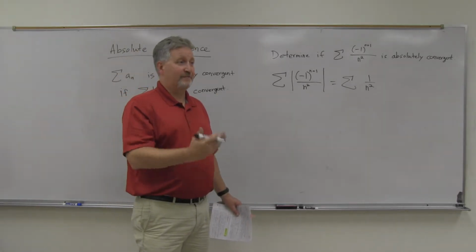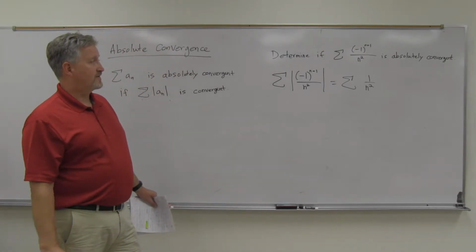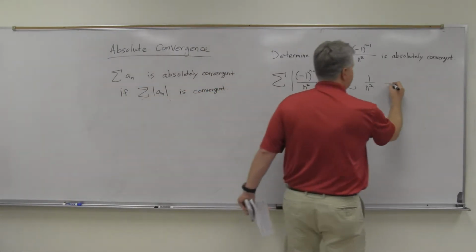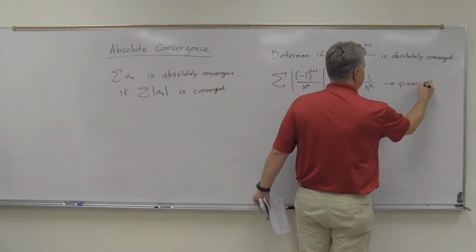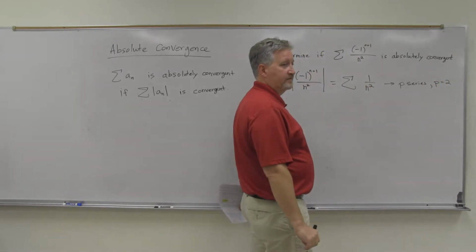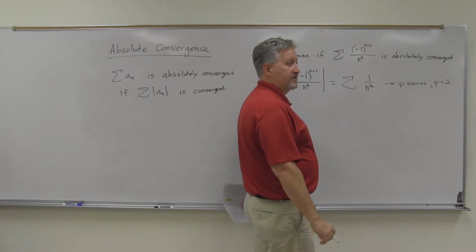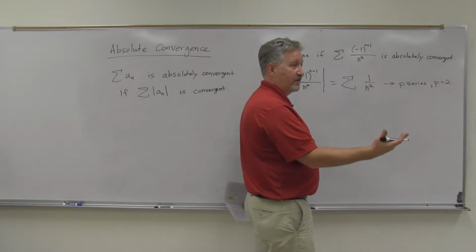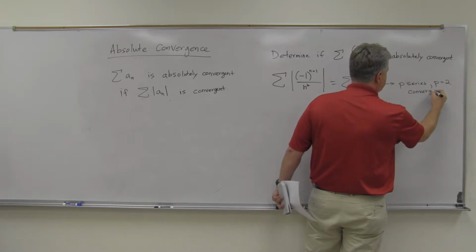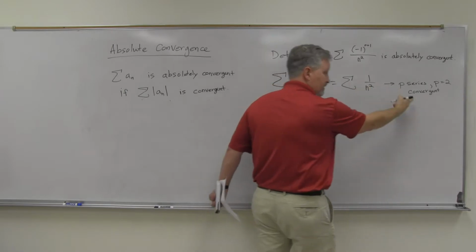This is a good example of one where it's a whole lot easier to do this than the alternating sign one, because what is that? It's a p-series. p equals 2, right? And what do we know about p-series with p equals 2? Convergent, right. p-series are convergent if p is greater than 1. So that's greater than 1, this is convergent. So the absolute value series converges.